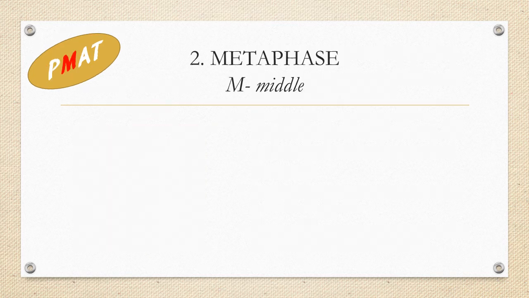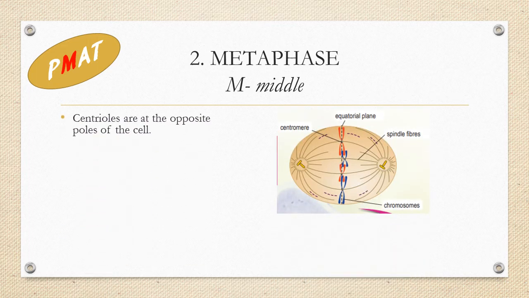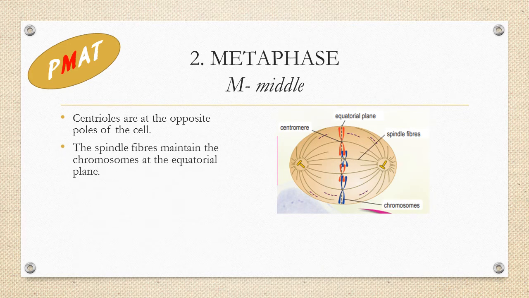Okay. Then go to the M in PMAT, metaphase. Remember the word M is middle. So what actually happens in this phase is that the centrioles are at the poles of the cell. The spindle fibers hold the chromatids at the equatorial plate. So meaning all the chromosomes will align themselves at the middle of the cell.